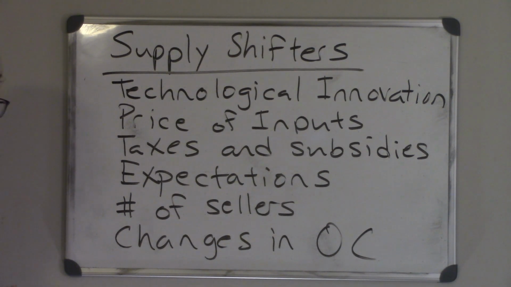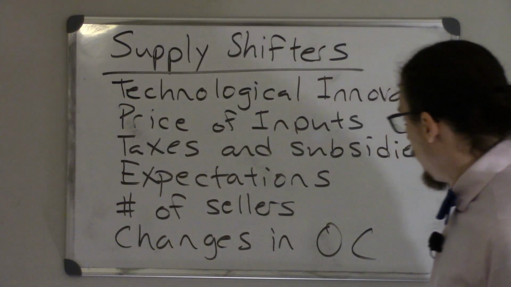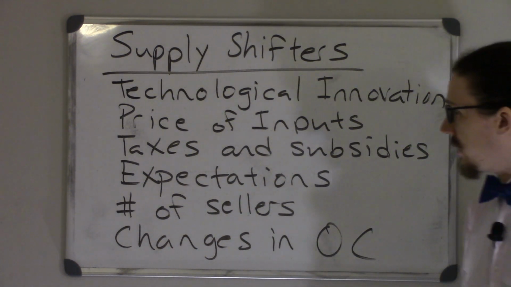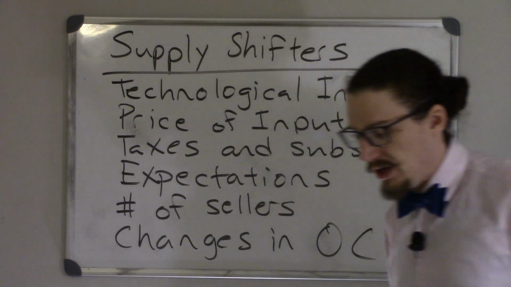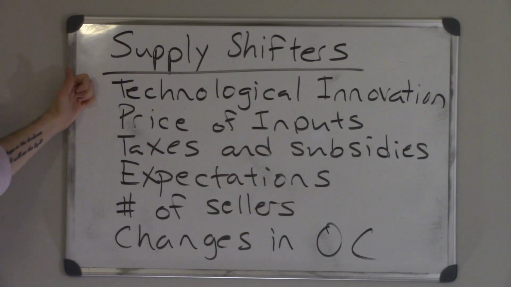So we have 6 shifters of supply where we only had 5 for demand. But here they are. We have technological innovation, price of inputs, taxes, and subsidies. I don't know why I'm reading these. You guys know how to read. And I'm about to go through them anyways. So let's just do that.